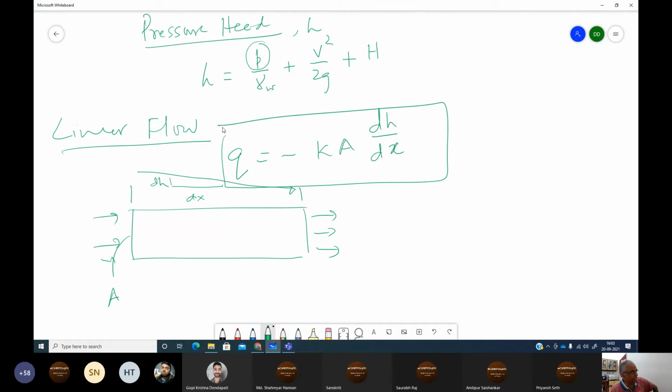For a linear flow, whether it's vertical or horizontal, this is basically the sample which is generating the resistance. So in differential form, for a linear flow, Darcy's law is written like this.